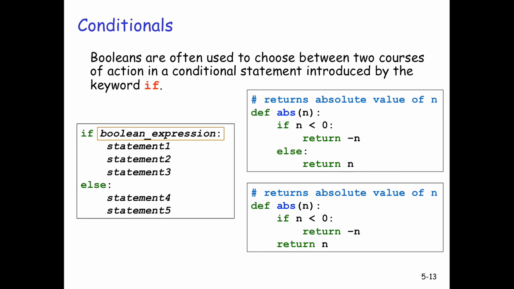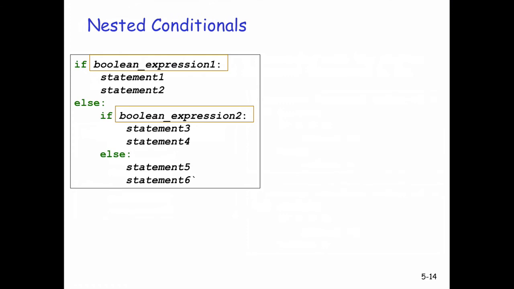Because if statements are statements, they can appear in Python where any other statement would appear. For instance, an if statement may appear within the if arm or else arm of a conditional, and this is called a nested conditional.